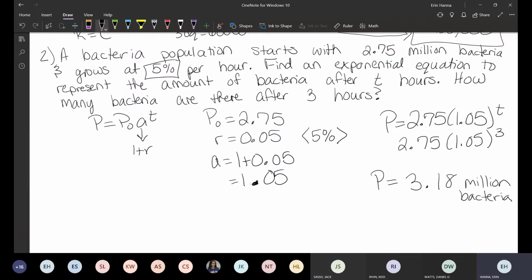What up, Faith? So I see that on A equals 1 plus 0.05, where does that 1 come from? Good definition.